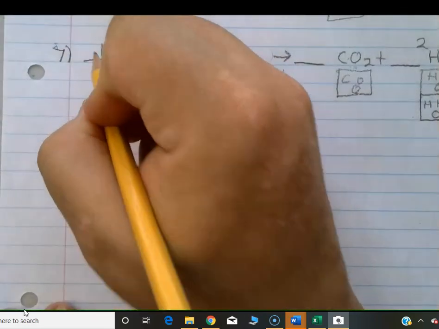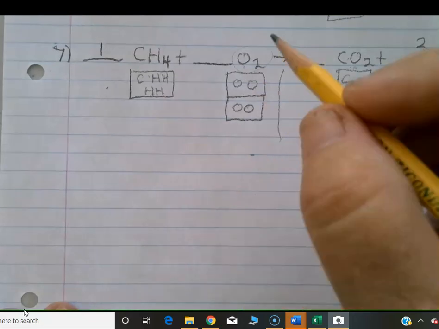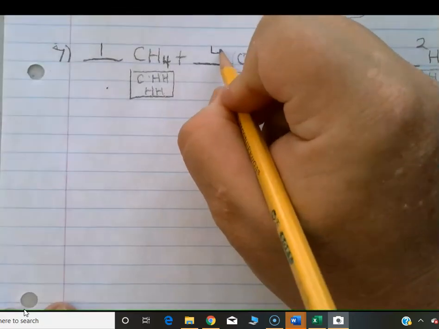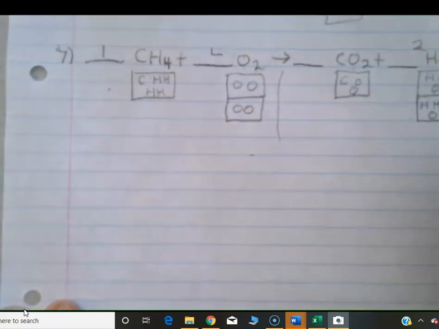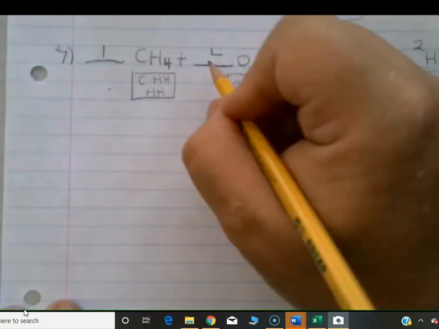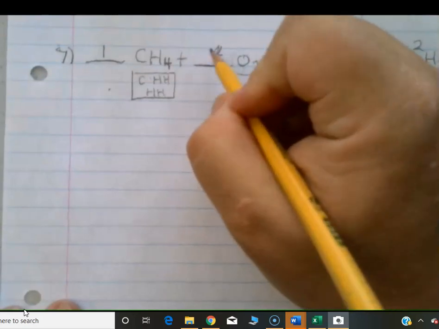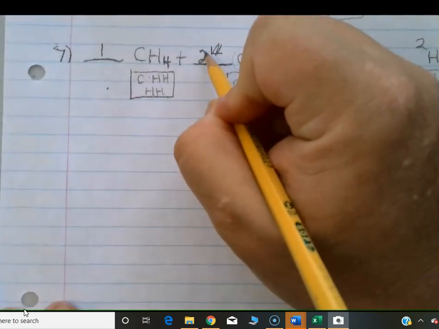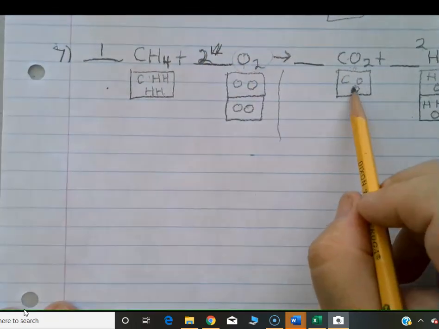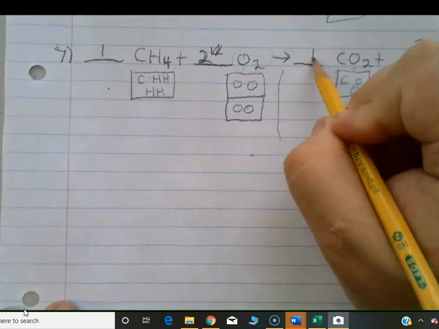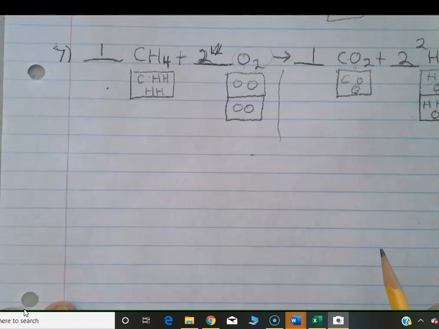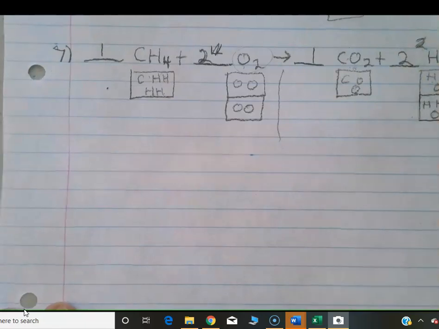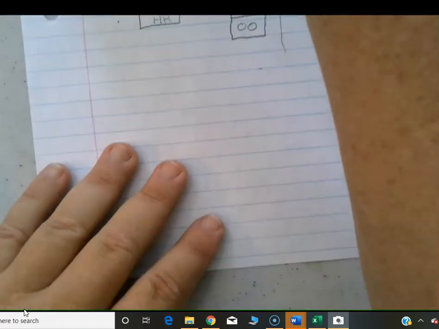So I have 1 CH4, 1 methane molecule, and then I have 2 oxygen, I'm sorry, 2 oxygen, 2 boxes. I'm counting the number of boxes. And then I have 1 carbon dioxide, and I have 2 boxes here for water. So it's 1, 2, 1, 2, and that's how you do that. All right, keep moving.